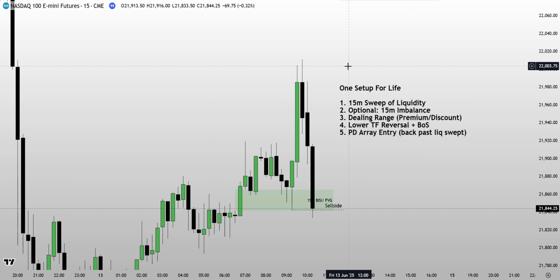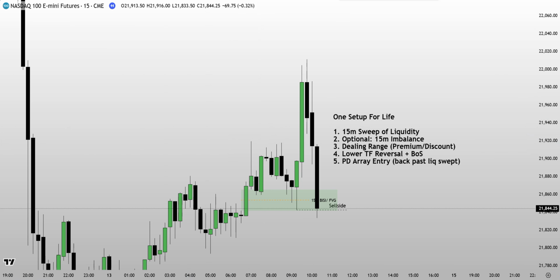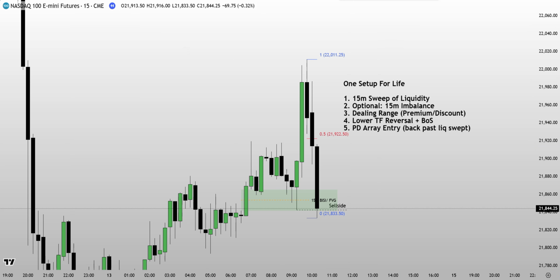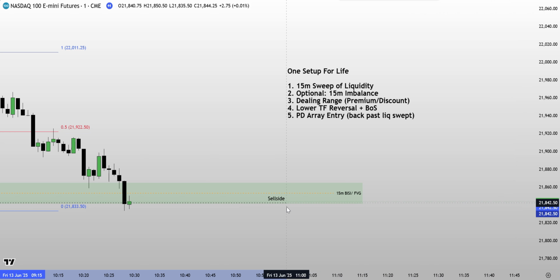Even 2 being optional, it adds confluence. Step 1 and 2 is met. What's the dealing range? Well, this high swept liquidity here to this point, so you mark this high, and this low swept liquidity right here. So there's your dealing range. Longs are valid anywhere below the 0.5 level. That's where the optimal longs will come in. And so from this point, we go to the lower time frame, because steps 1 to 3 are all met.